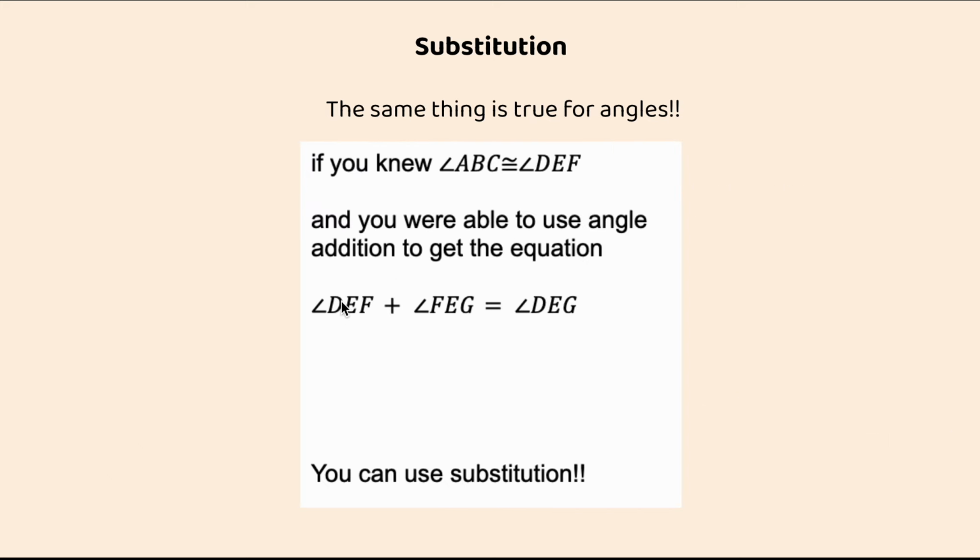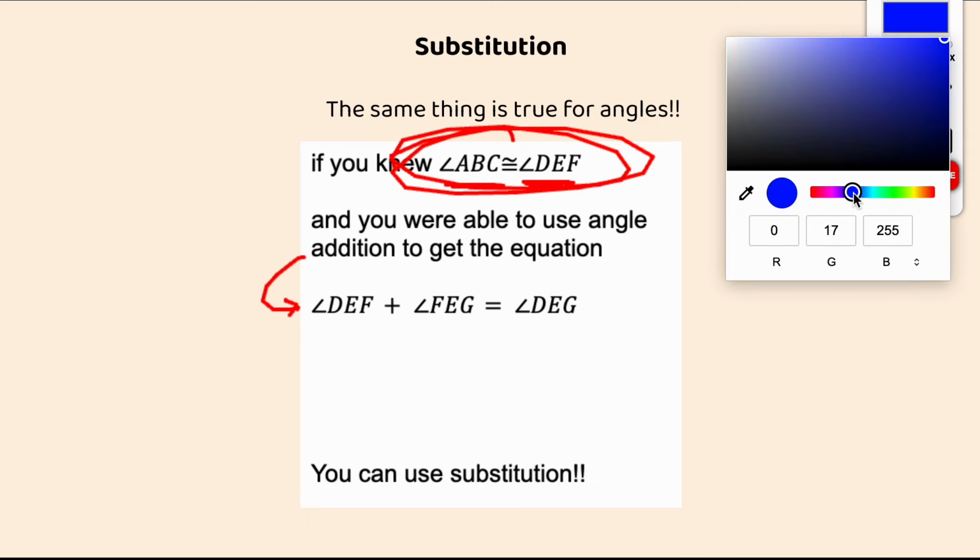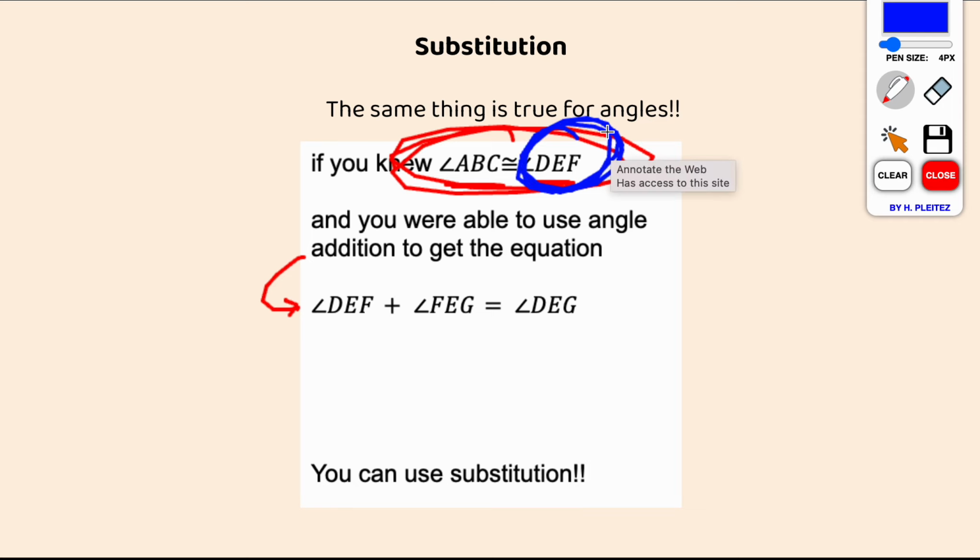And then last but not least, we have substitution again. Now, substitution we already know from algebra and we know it from our segments. However, the same thing is true for angles. So let's say that we knew that these two angles, angle ABC and DEF, were congruent. And then let's say using angle addition, we were able to make this equation where we have angle DEF plus angle FEG equals angle DEG. We can use substitution here. This given tells us that, hey, wherever I see DEF in an equation, I am able to swap it out or substitute it for angle ABC because those measures are congruent, right?